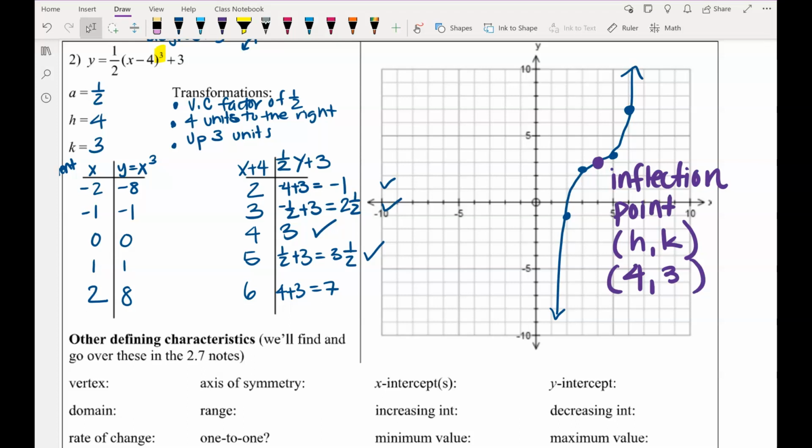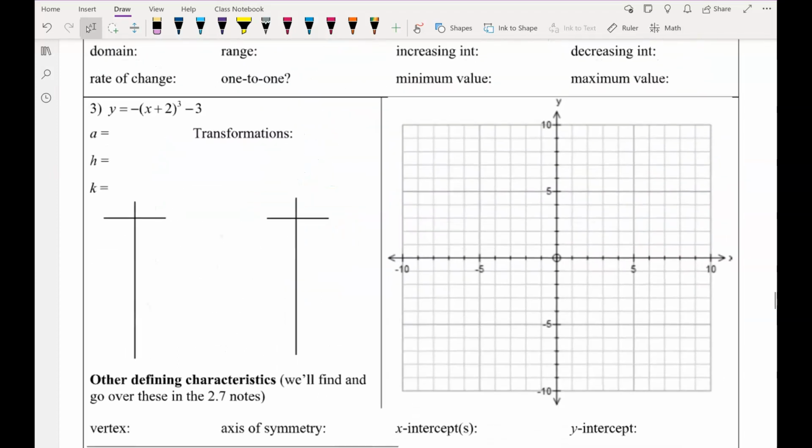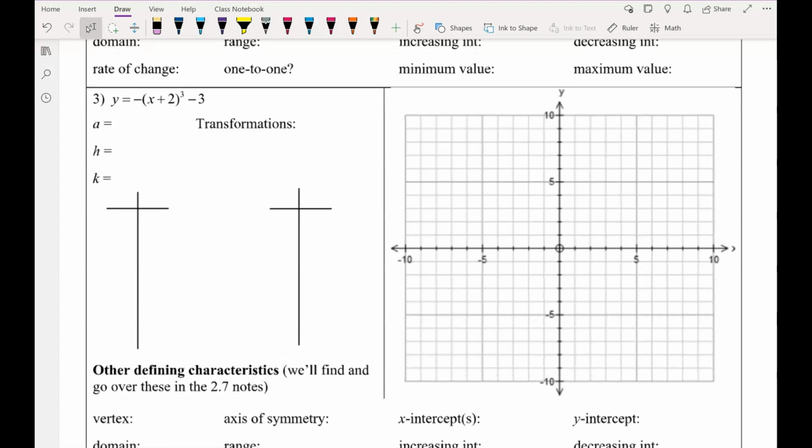Haley, am I going too fast, hon? A little bit. Okay. Are you okay still? Are you done with example 2 or are you still copying? I'm done. Okay, so I'm gonna slow it down for you. All right, let's go do this one.